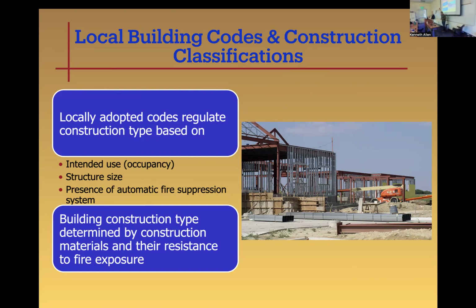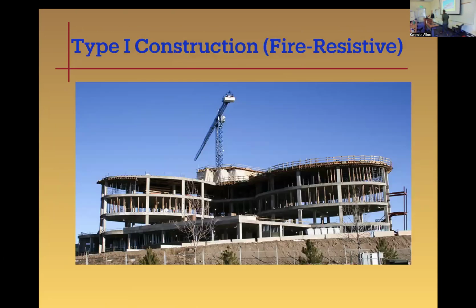So basically we break these down according to what's the building for? What's the purpose of the building? How big is it? And then what kind of fire suppression equipment has gone into it. That's kind of how we break them down. So when you're doing any of your quizzes, they're going to talk about types 1 through 5, really the big types of building construction.